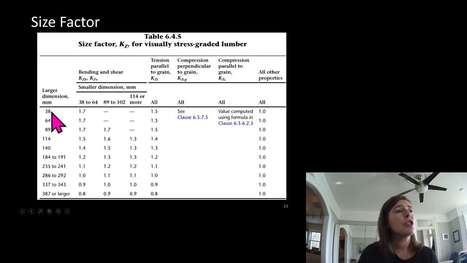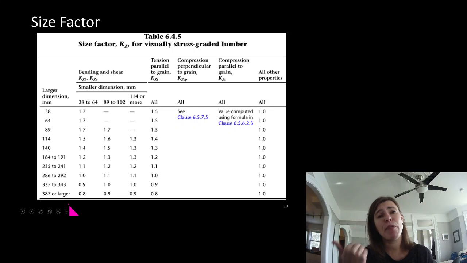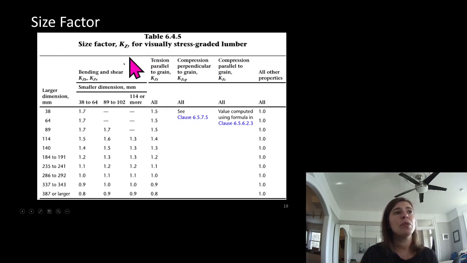Size factor: larger dimension of 184, this was us down here, and a smaller dimension of 38 to 64. It looks like we would get to apply 1.2, or a 20% increase on our strength because of its size. It's small, which means we can see if there's any flaws happening on this material very easily. So we get to increase the strength by 40% because it's part of a system, and we get to increase the strength by 20% because it's visually stress graded lumber that's on the smaller side, so they would have seen if there were any major flaws in it.